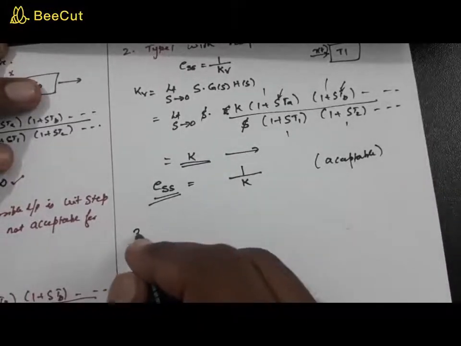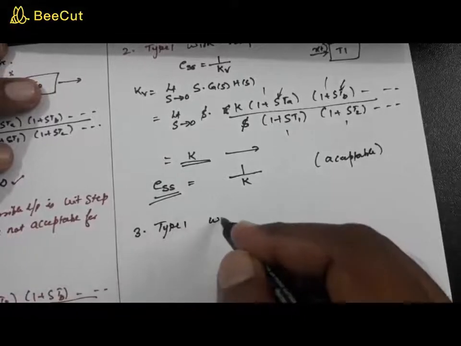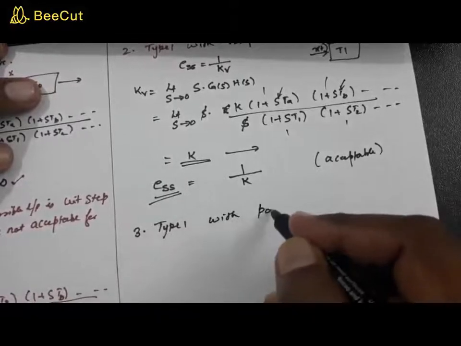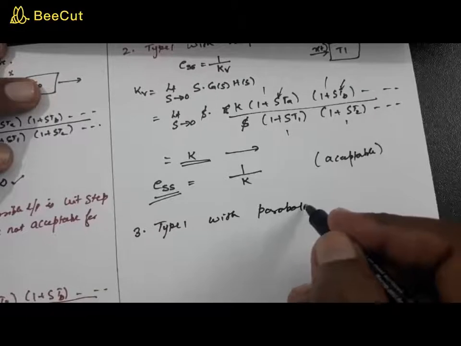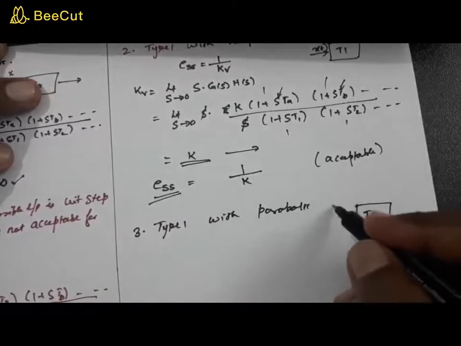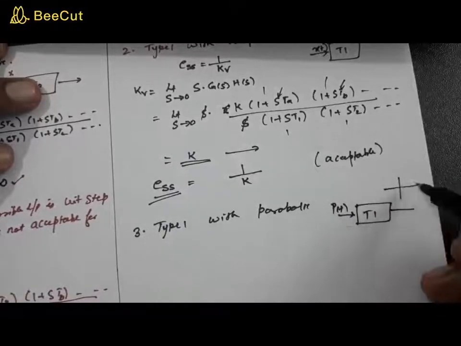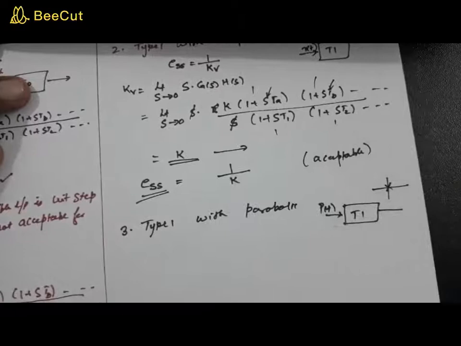Now coming to the third case, where we consider a type 1 system with a parabolic input. What happens with the parabolic input? That means you are considering a type 1 system with p of t, the parabolic input. What is going to be the effect? Do remember, you have only one pole at the origin. That's why it is called a type 1 system.